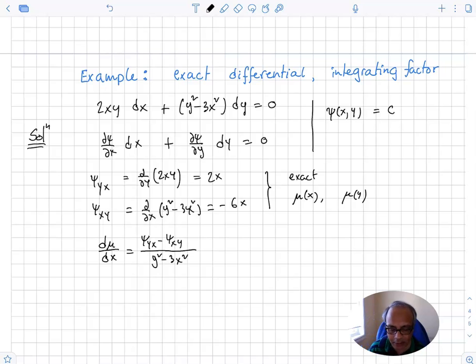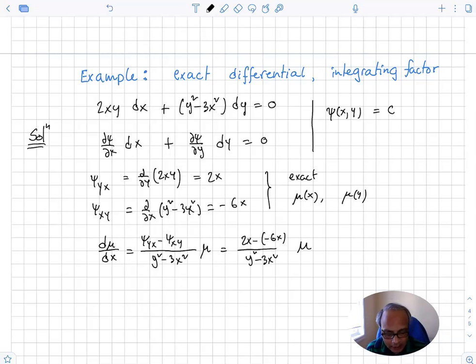So mixed partial derivatives of psi were not equal, so you take the difference. But now you have to be careful that you have to go with psi yx minus psi xy if you are looking for mu with respect to x, and then you put here mu. So psi yx, which is 2x minus 6x, divided by y square minus 3x square.